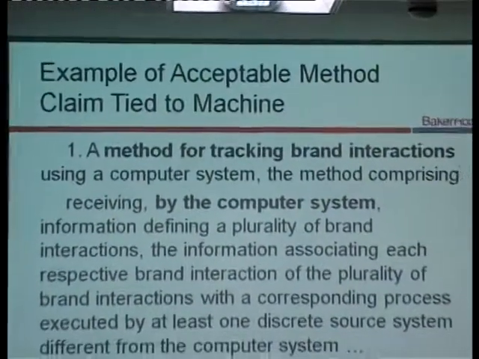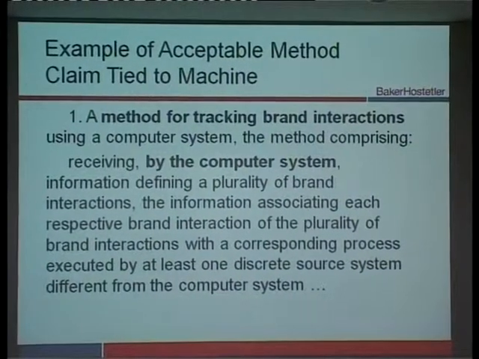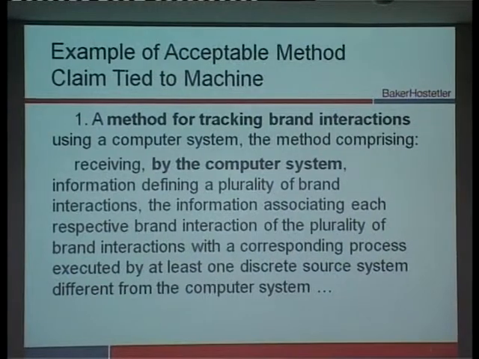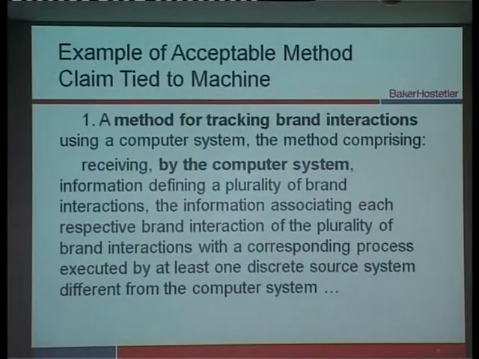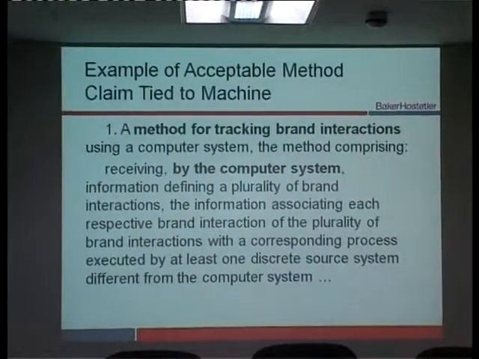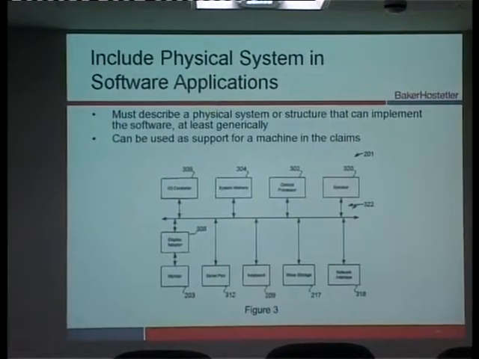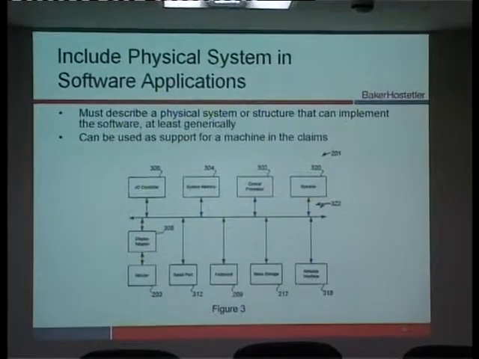And so we were just talking about, in the slides, how one ties it to the machine. And one way that I was advocating is by using something like this language, receiving by the computer system. So you have some process, and you say, okay, I have a method using a computer system, the method comprising receiving by the computer system, and then you'd say what is received. And I'll explain why this is a preferred way of writing the software patent claim. Okay, so we were talking about the physical system, just a generic description.